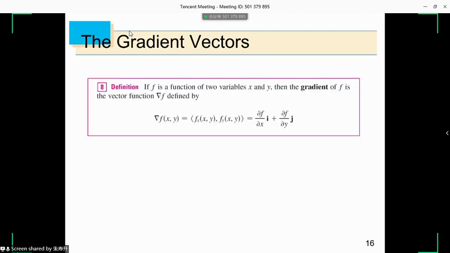If f is a function of two variables x and y, then the gradient of f is a vector function, delta f, defined as follows: delta f equals fx, fy. This is the partial derivative with respect to x, and here is with respect to y. We can also write it like this. This is the definition of the gradient.